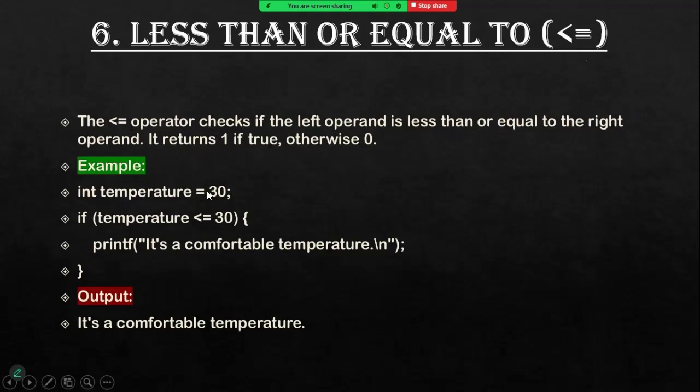Int temperature equal to 30. If temperature is less than or equal to 30, it is a comfortable temperature. So 30 is equal to 30, not greater than, but equal to 30. So it is a comfortable temperature. The output is comfortable temperature. So this is about the less than or equal to operator. Next, we will learn all these operators with live coding.